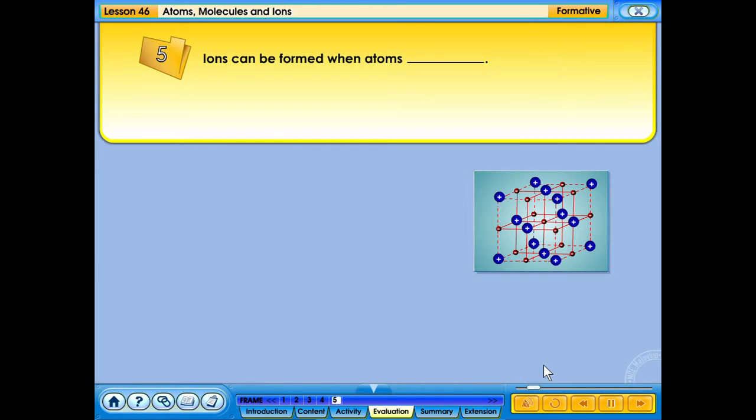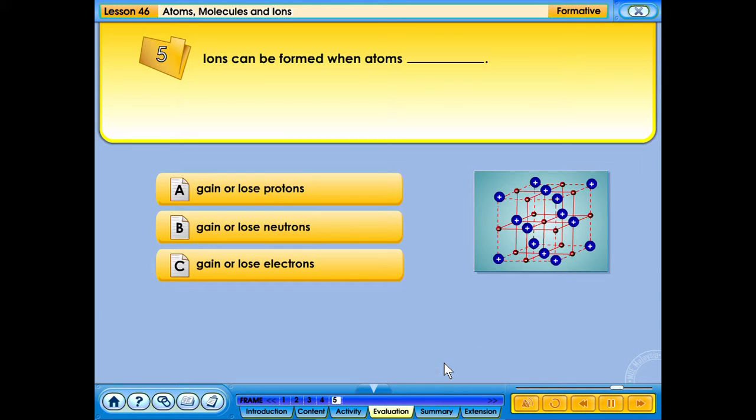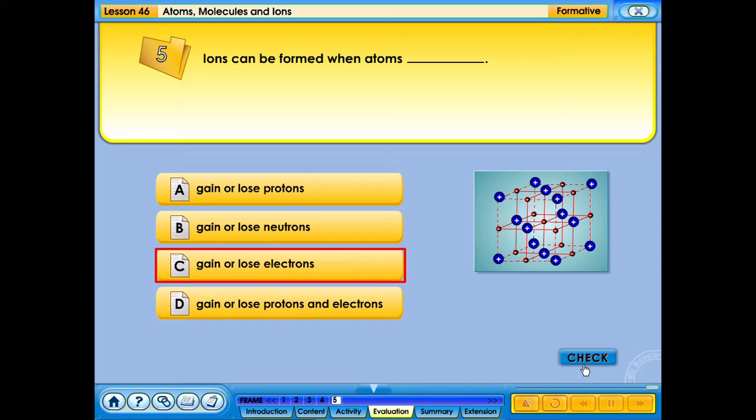Gain or lose protons, B. Gain or lose neutrons, C. Gain or lose electrons, D. Gain or lose protons and electrons. Your answer is correct.